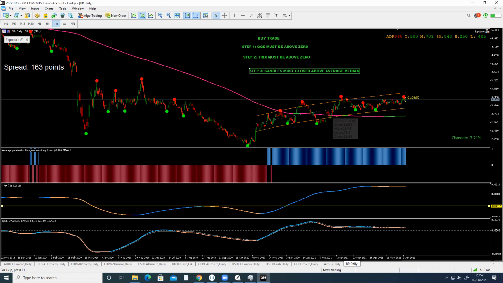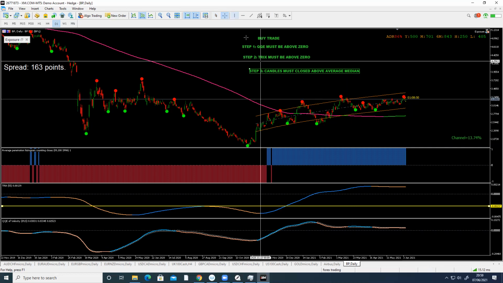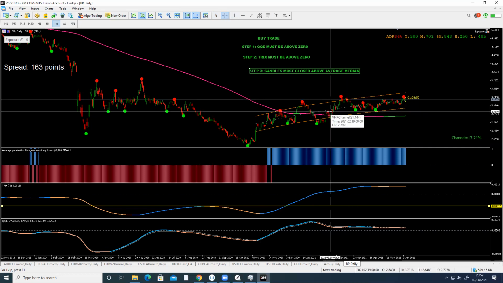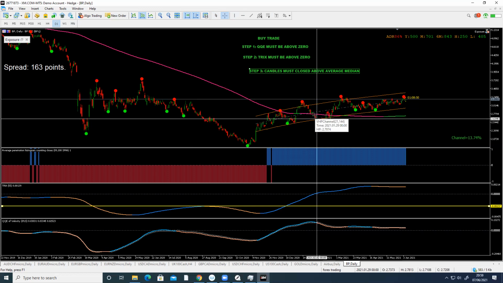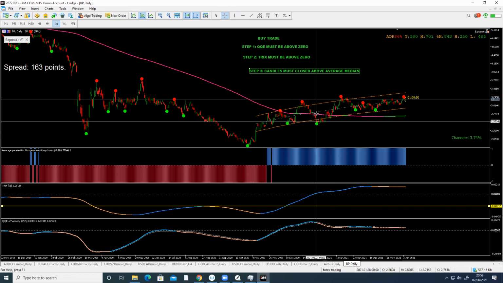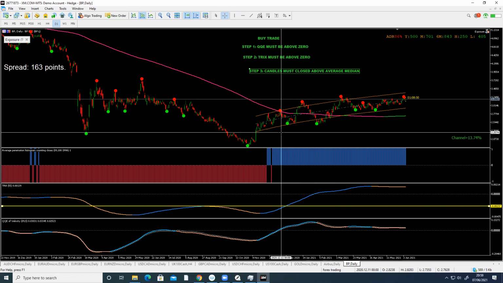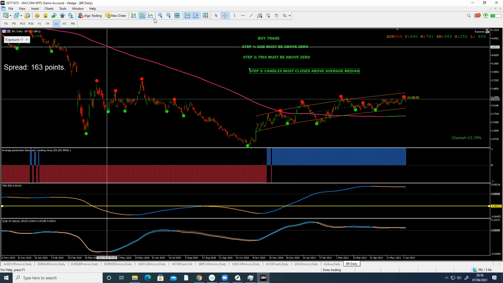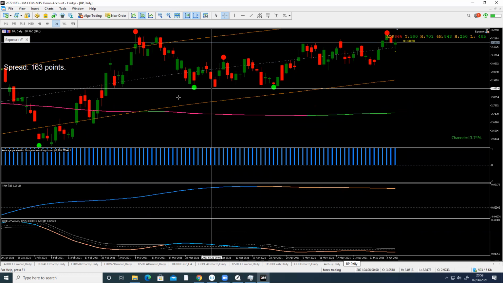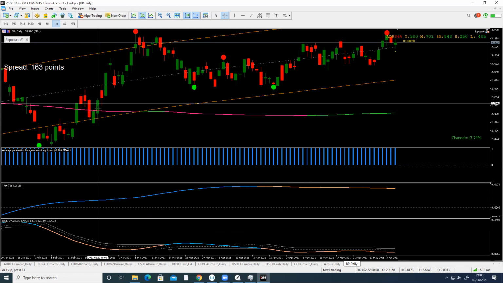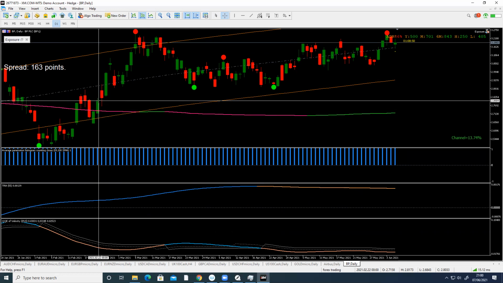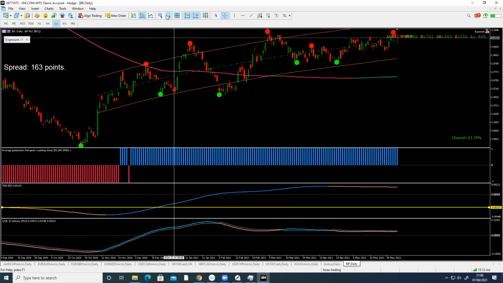Okay, you see this green one here? Let me show you. This green one closed above. If this red one closed below, you can see it crossed here, it closed below. Maybe make the screen larger so you can see the candles. So you see this one here? That one closed below this line, but this one here closed above that line. You see what I'm saying? So I would take this one.